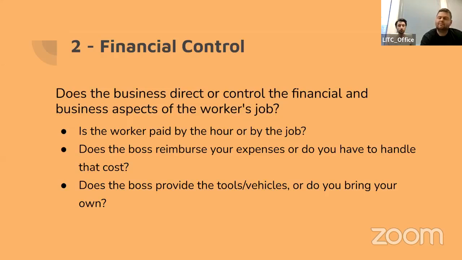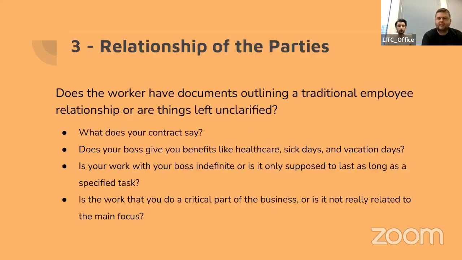Then lastly, we'd ask if the boss is providing the tools or vehicles that are needed to accomplish the job, or if the worker is required to provide those. Again, if a worker is required to provide all their own tools and their own vehicle, that's something that we typically say is more of an independent contractor because it's them deciding what to get done and them applying their own expertise and their own possessions to get a job done, or are they exclusively working within the world of the employer and using everything that they give them. Our last set of factors then is just called relationship of the parties.